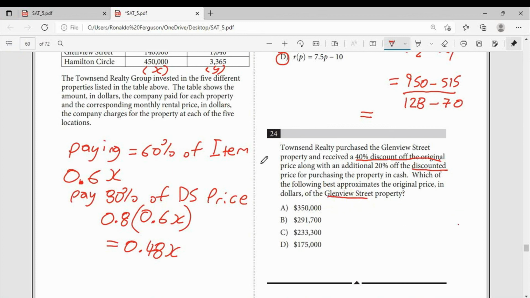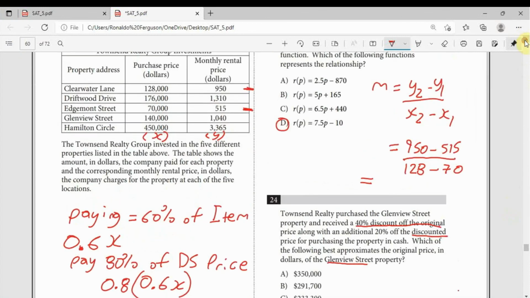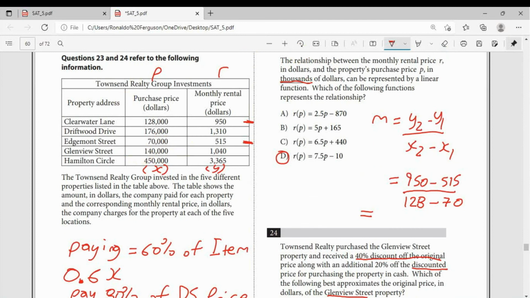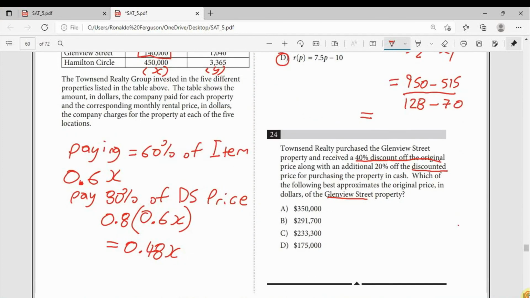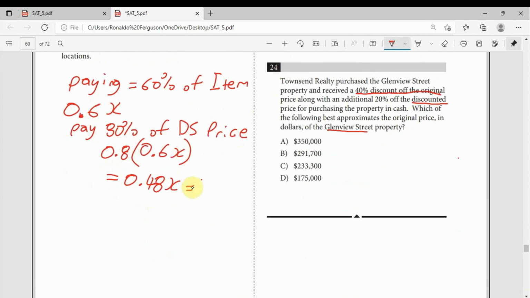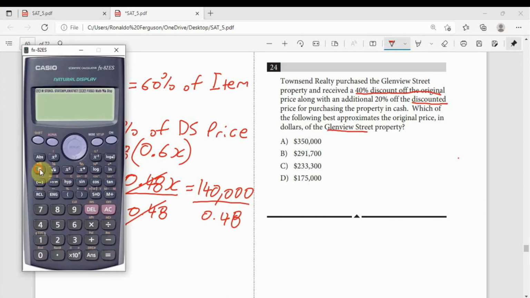Then you go up to the price for the Glenview Street property. If we look in the table, it was 140,000. That was the final selling price. So what we then do is equate this to 140,000. Now to find the original price, you just make x the subject. So divide both sides by 0.48. So x is 140,000 over 0.48, and you put that in a calculator.